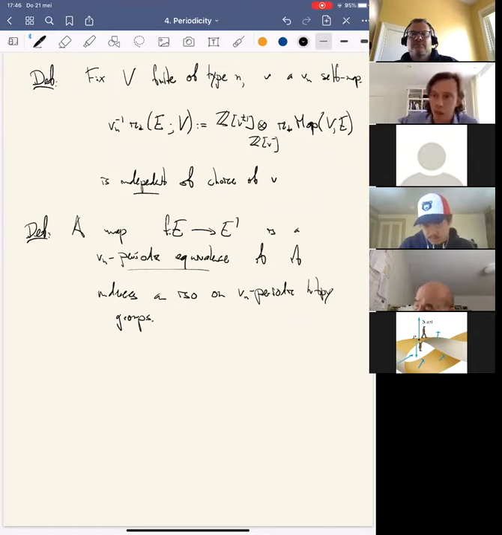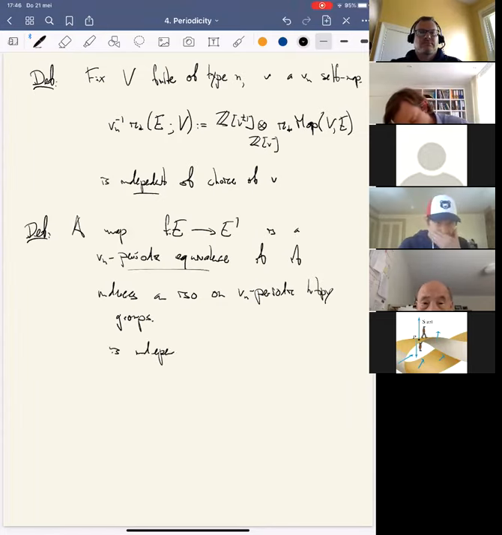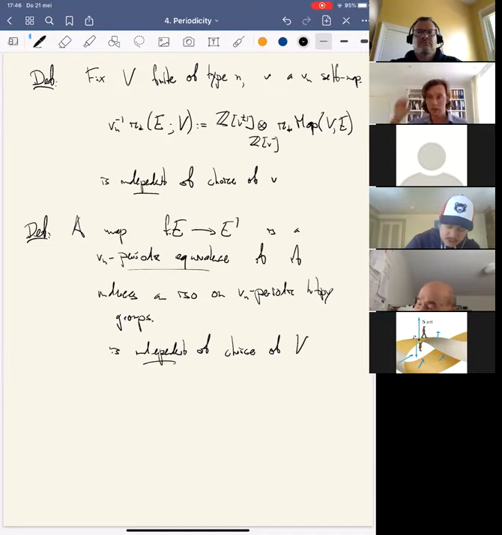it also doesn't depend on capital V. This is independent of the choice of capital V. And this is maybe not obvious, but this is essentially a consequence of the thick subcategory theorem, which I will not go into today.